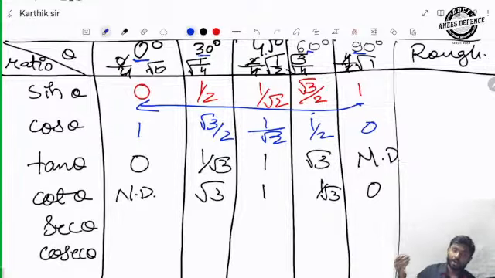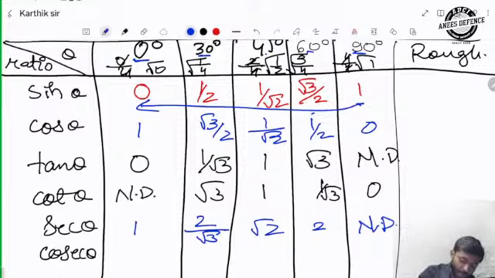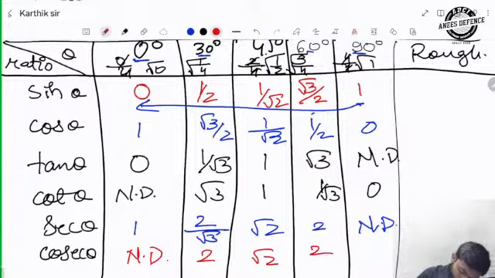Sec theta's value is again 1 by cos. It will be 1 by cos, upside down. Okay. It will be 1, 2 by root 3, root 2, 2 and not defined. And cosec is 1 by sine. 1 by sine is not defined, 2, root 2, 2 by root 3 and 1.